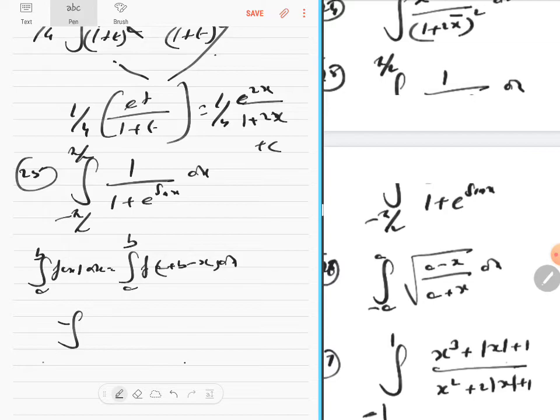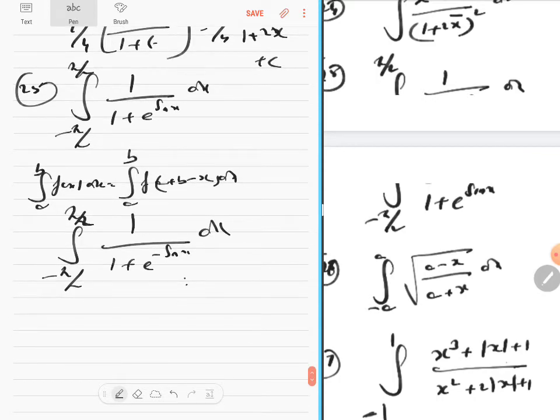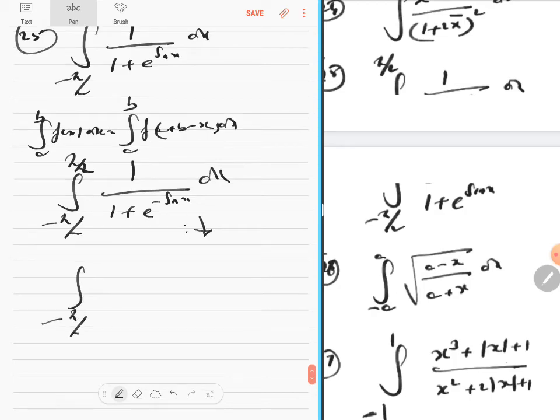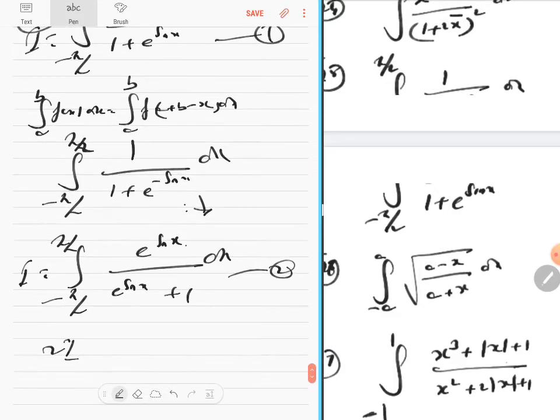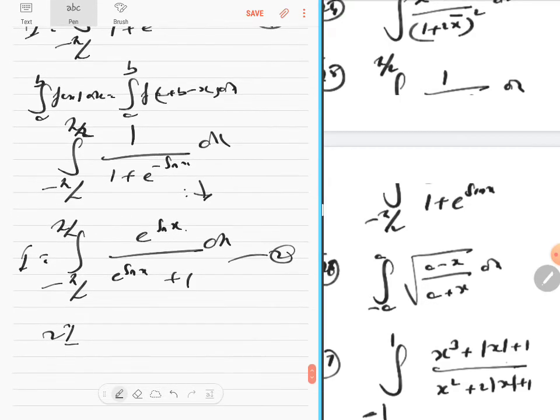Because when I do that, it becomes the integral from minus pi by 2 to pi by 2 of 1 by 1 plus e to the power minus sin x. If I take LCM, it's the integral from minus pi by 2 to pi by 2 of e to the power sin x by e to the power sin x plus 1. The advantage of assuming like this is that this is also I and this is also I, and when I do 2I, the numerators add up: 1 plus e to the power sin x by 1 plus e to the power sin x.